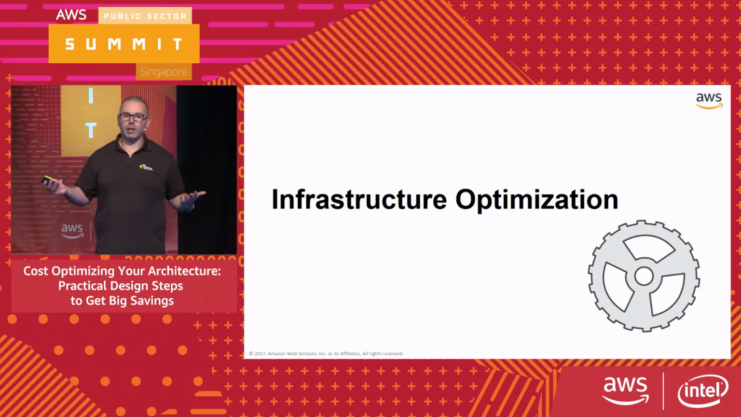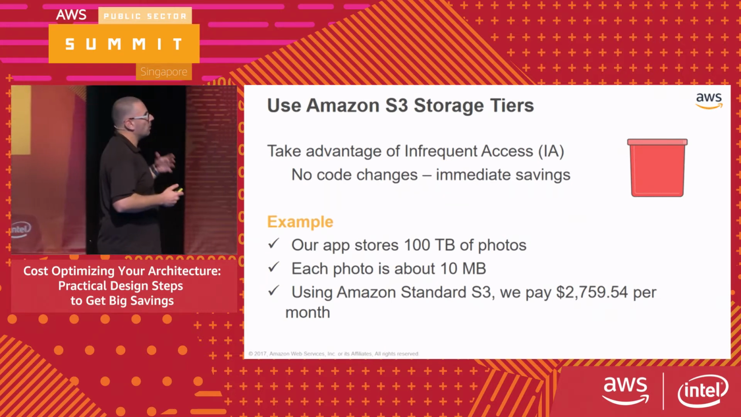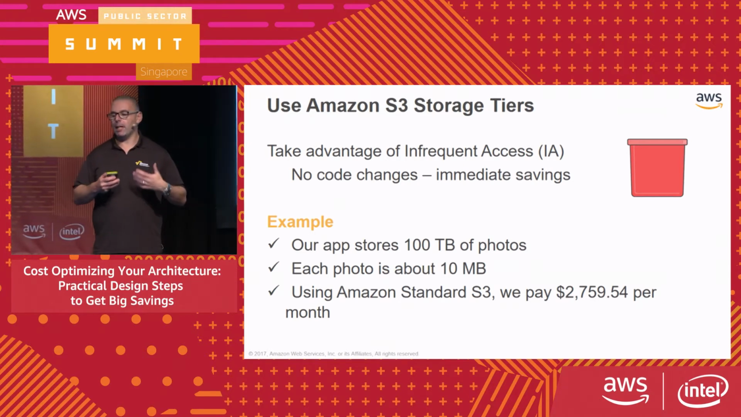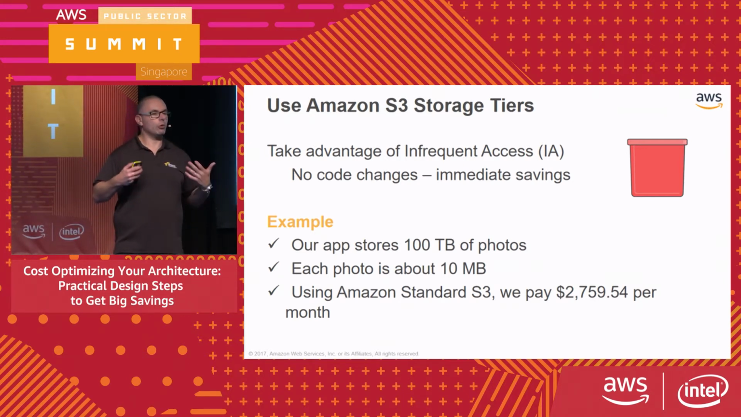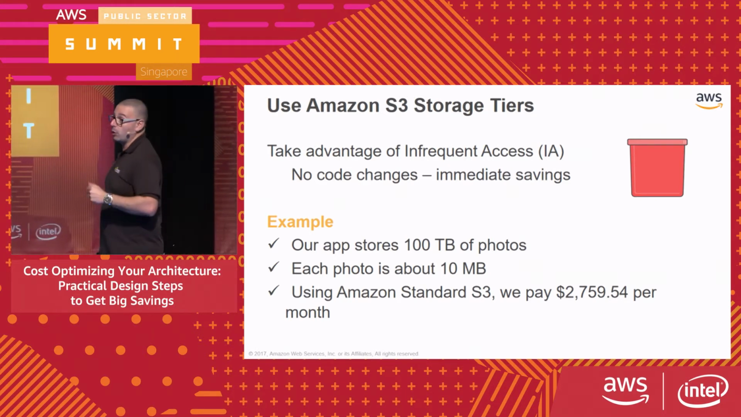What about at the infrastructure layer? What can we do there? So one example is to take advantage of the Amazon S3 storage tiering capability. And this is very easy because we can make changes without having to change code or systems because the interface to S3 remains the same even when we're using this. So let's work an example.